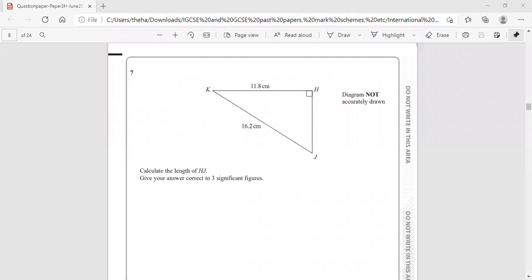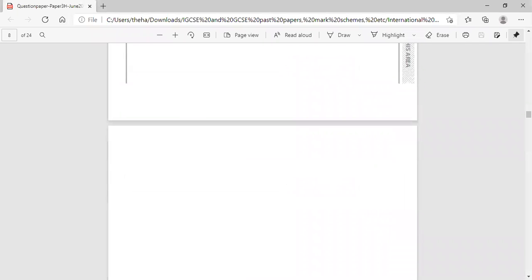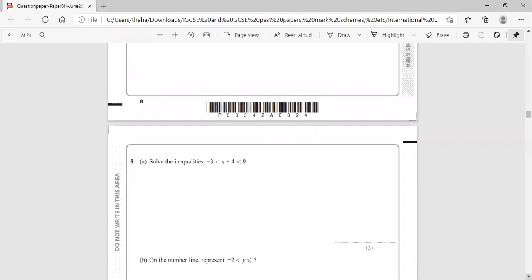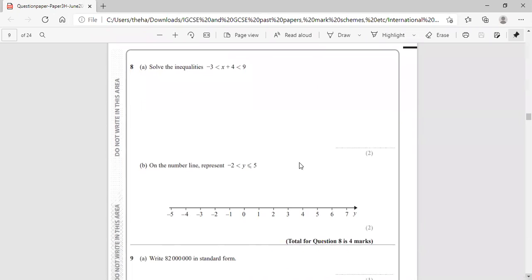So now we're on to question 8. That's another 3 marks, by the way. Been quite simple so far. So we've got an inequality here. We've got -3 is less than x plus 4, which is less than 9.